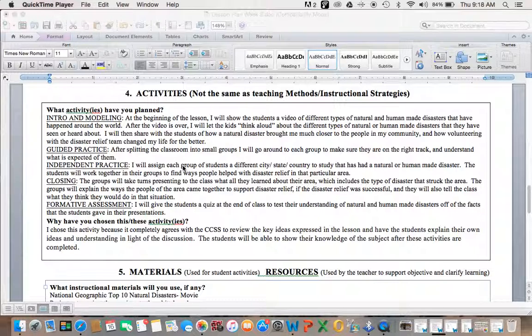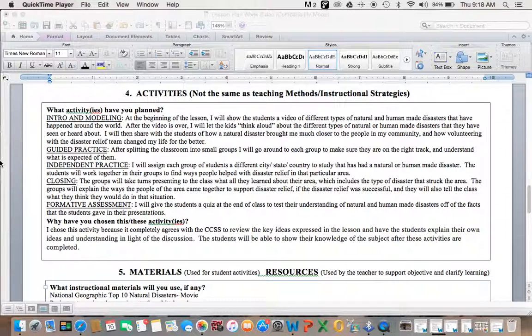Independent practice. I will assign each group of students a different city, state, or country to study that has had a natural or human-made disaster. The students will work together in their groups to find ways people have helped with disaster relief in that particular area.